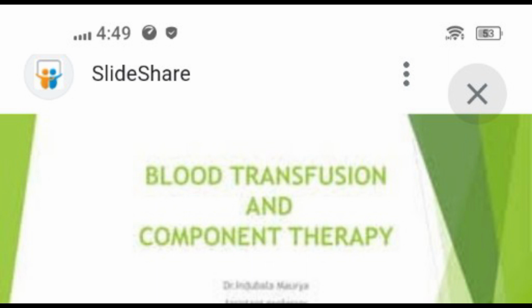This is due to the following reasons. One, separation of blood into components allows optimum survival of each constituent. Two, it is possible to transfuse blood components as per the need of patients. It avoids the use of other unnecessary components which could harm the patient.